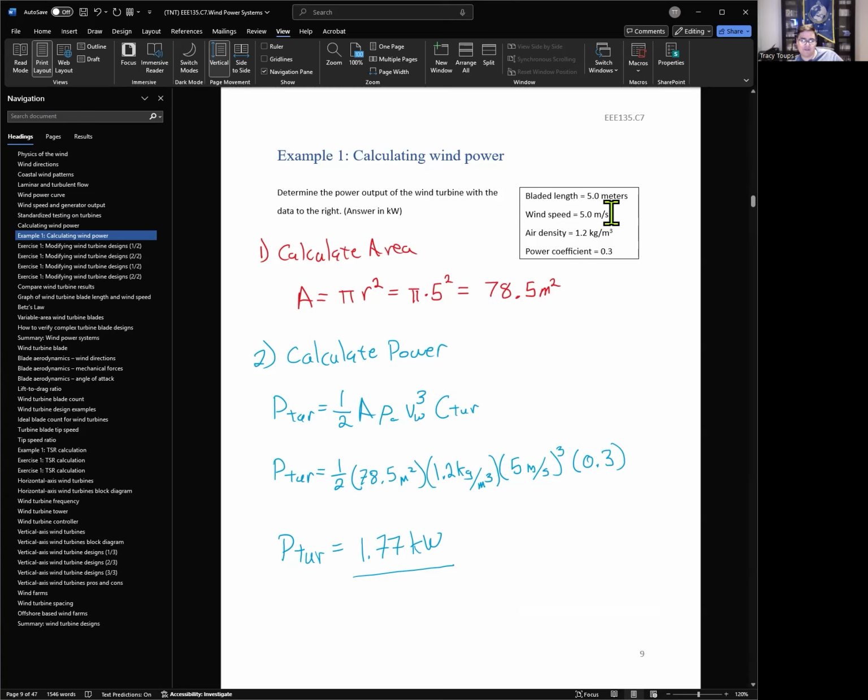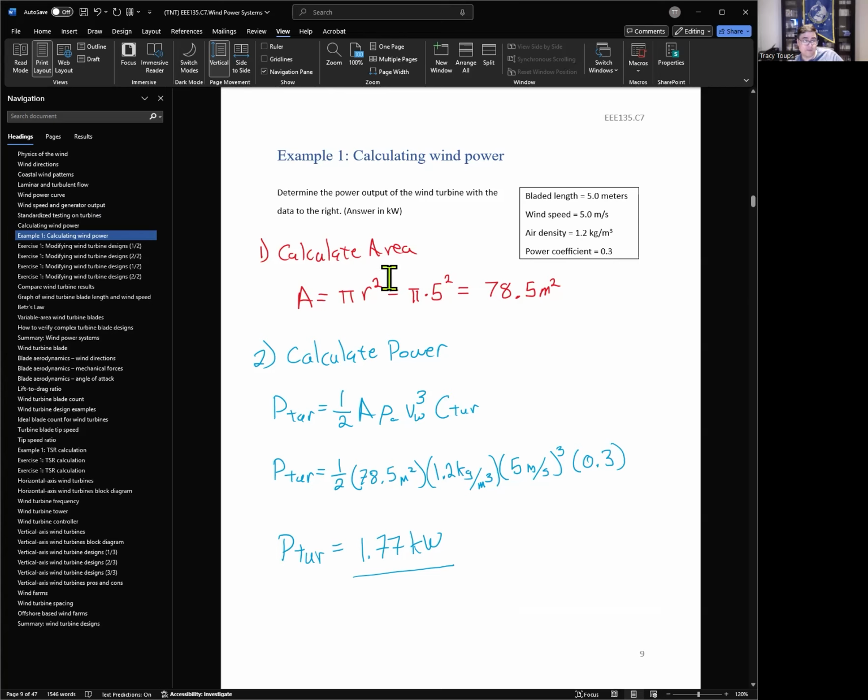Blade length is 5 meters. Wind speed is 5 meters per second. Air density is 1.2 kilograms per meter cubed, and this is very standard air density at sea level or close to sea level. Power coefficient of the wind turbine is 0.3.